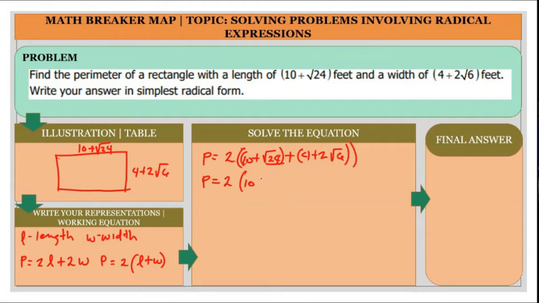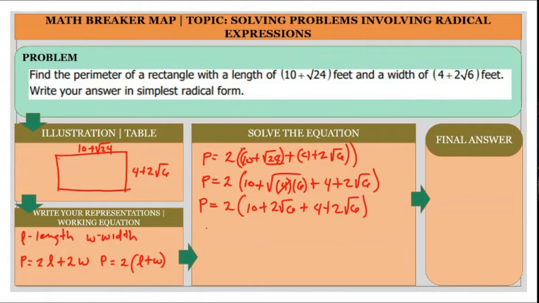So 10 plus square root of 24 is the same as 10 plus the square root of 4 times 6, plus 4 plus 2 square root of 6. Okay, so P now will be equal to 2 times the quantity 10 plus the square root of 4 is 2, so 2 square root of 6, plus 4 plus 2 square root of 6. Simplifying further, you will be leading to 2 times the quantity 10 plus 4. We will be simplifying or combining similar terms.